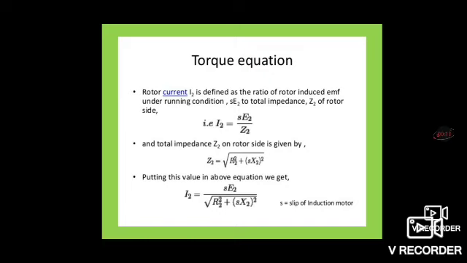Where SE2 is the induced EMF in the rotor under running condition and Z2 is the total impedance, where Z2 is equal to the root of R2 squared plus (sX2) the whole squared. Putting this value in the above equation, we get I2 as SE2 divided by the root of R2 squared plus (sX2) the whole squared, where s is the slip of the induction motor.